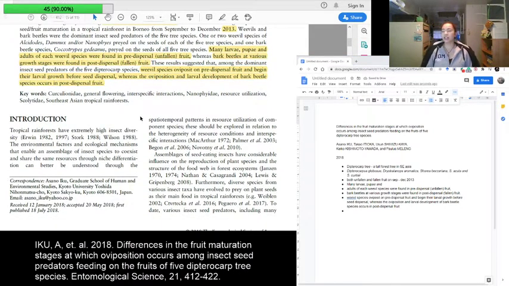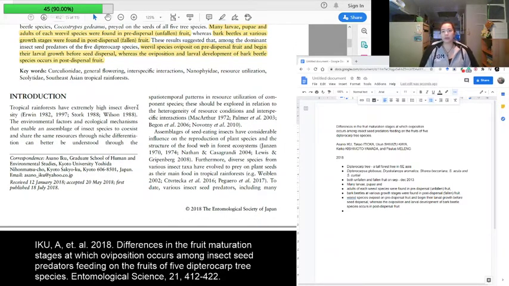Okay, so the introduction, for those of you who are not familiar with scientific papers, is generally a short literature review, but it also introduces the hypothesis and the questions that this study aims to answer. So tropical rainforests have extremely high insect diversity, and it's got the references there. All these names and years are references to other papers that support that sentence. So Irwin, Stork and Wilson have done research into insect diversity in rainforests.